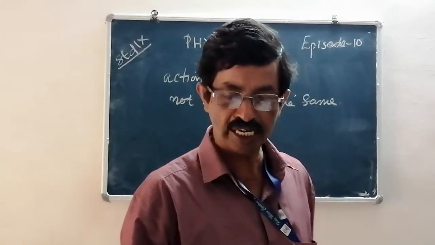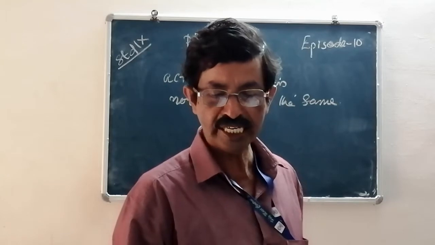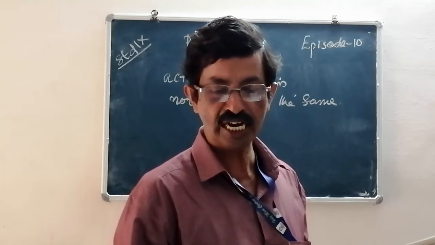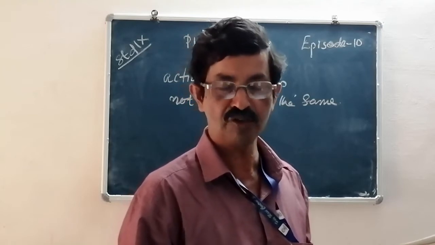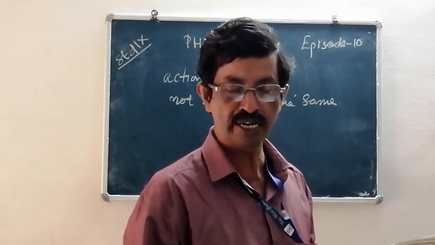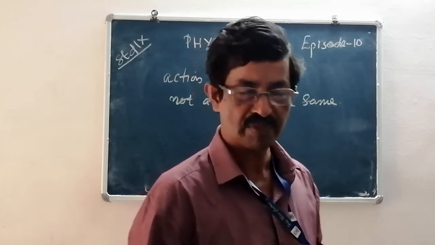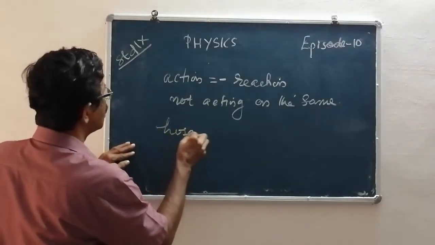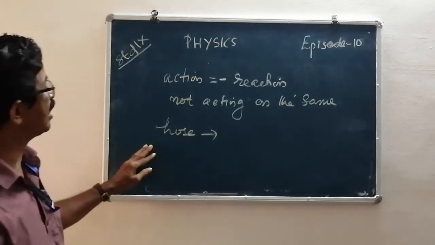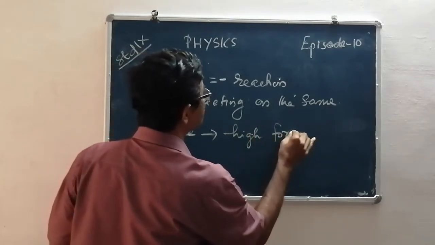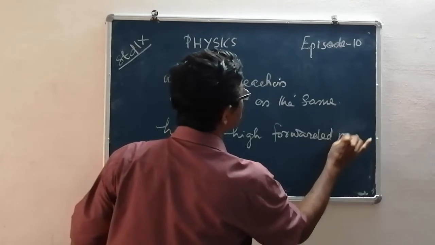And the second question: explain why it is difficult for a fireman to hold a hose which ejects a large amount of water at a high velocity. See here, water from the hose is coming forward with a very high forward momentum.